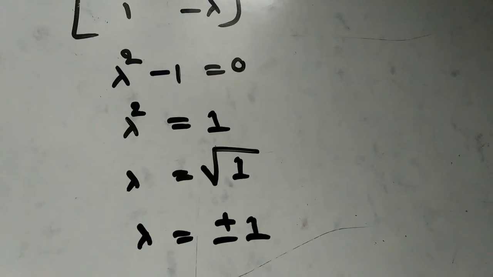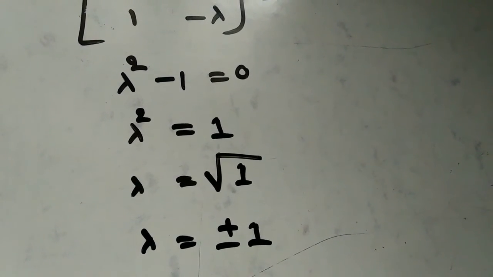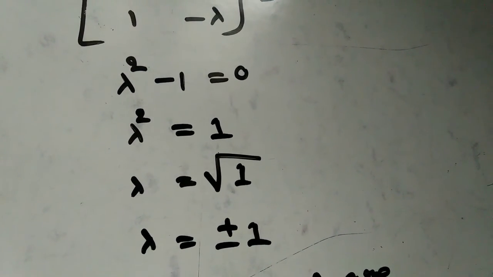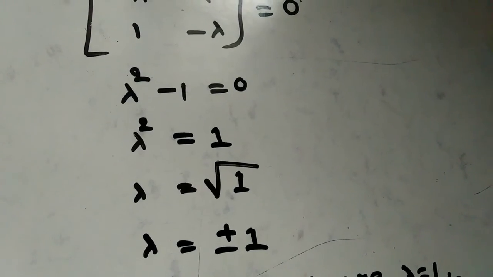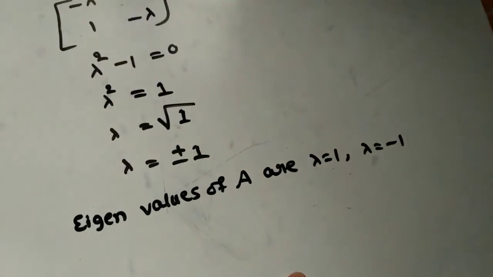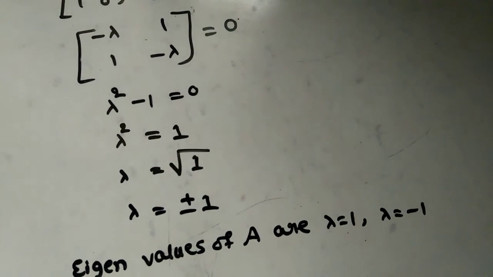It means the eigenvalues of your given matrix A are lambda equal to 1 and lambda equal to minus 1. So like this you have to solve the problems.